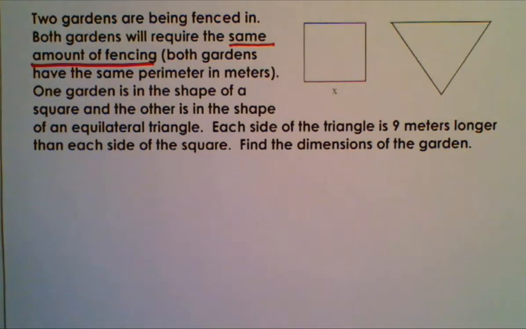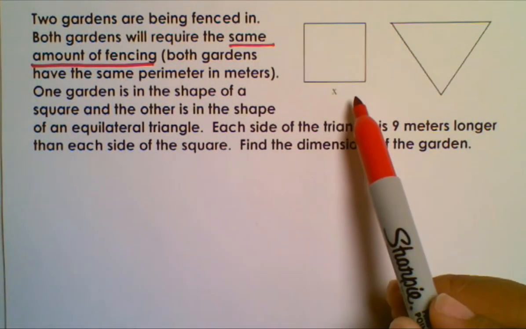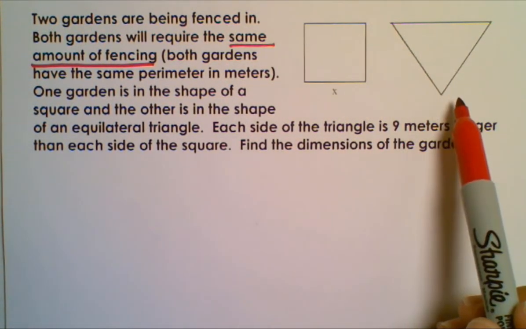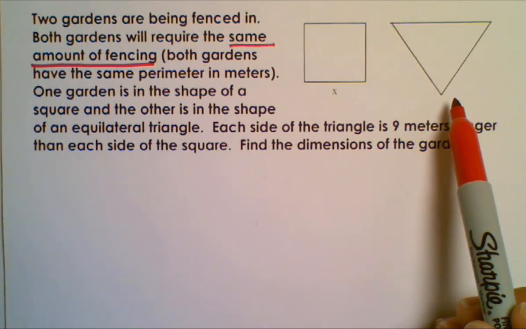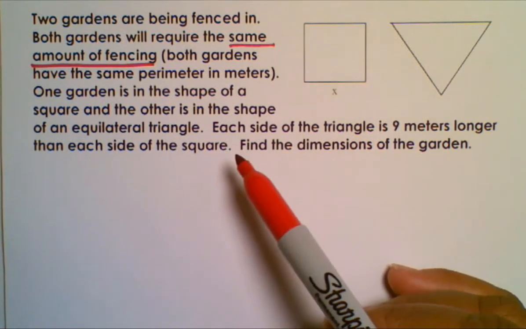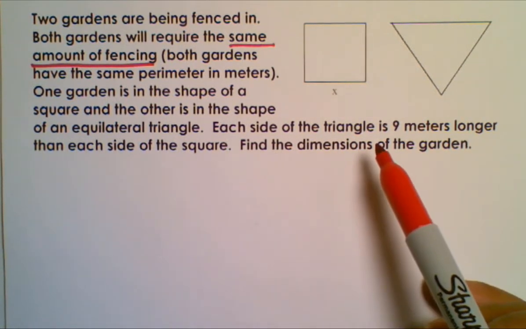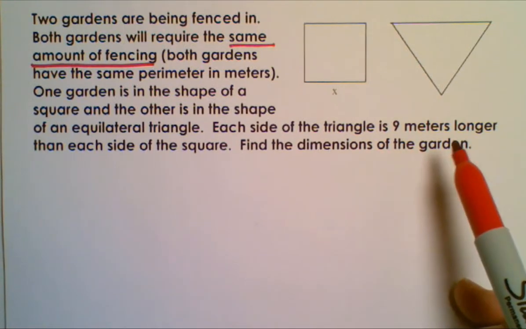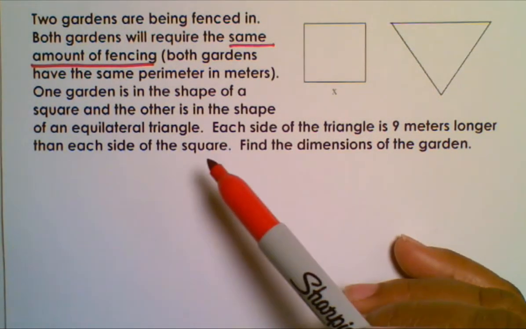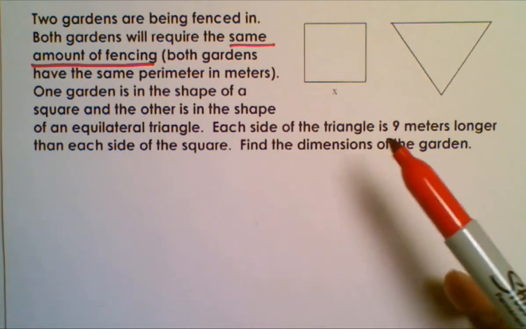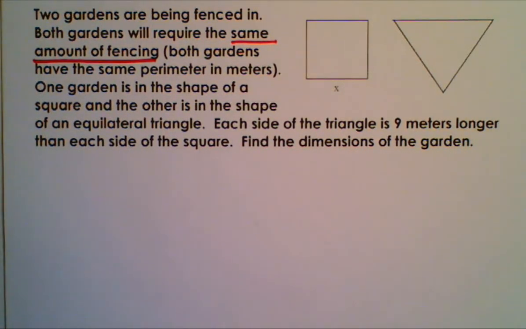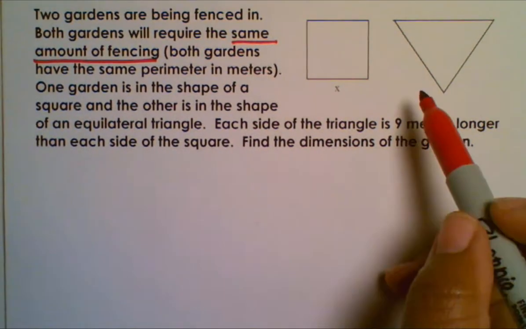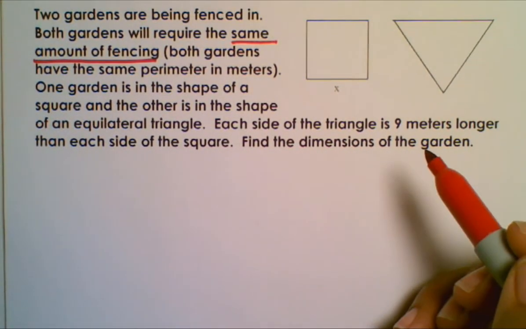One garden is in the shape of a square, and the other is in the shape of an equilateral triangle. It says each side of the triangle is 9 meters longer than each side of the square. Find the dimensions of the garden. Okay, so first of all, let's look at some things here.